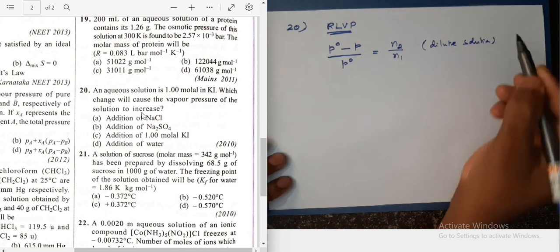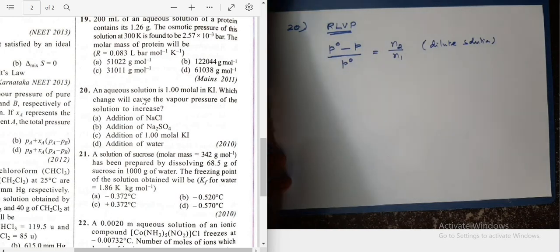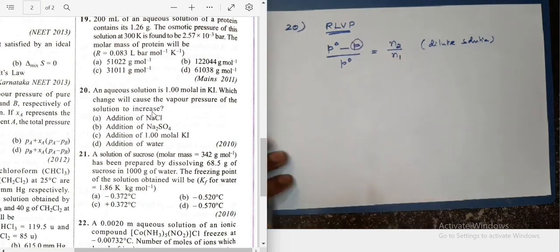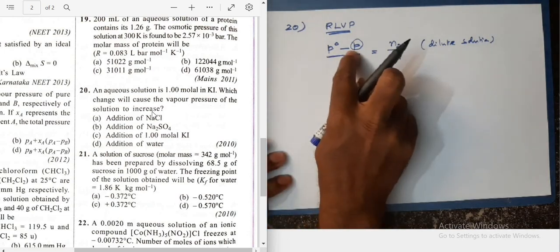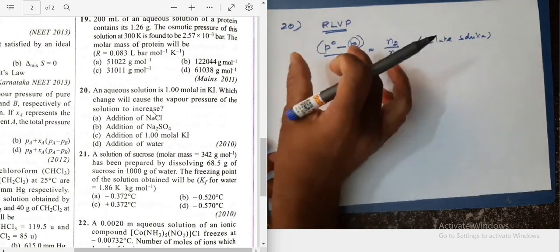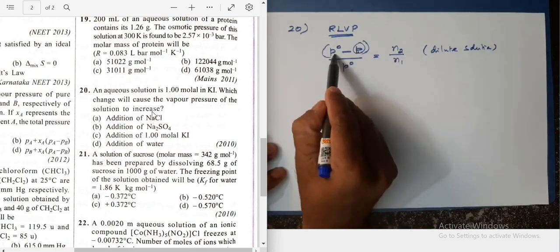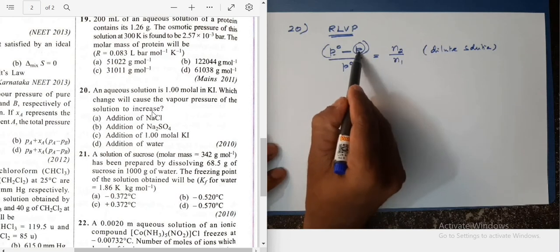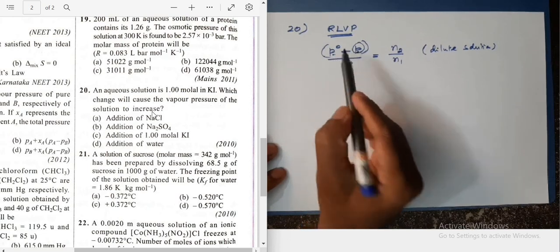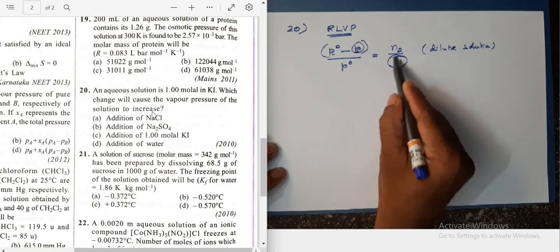Students, observe carefully. Now, they are asking an aqueous solution of 1 molal potassium iodide is given. Which change will cause vapor pressure of the solution to increase? So we need to increase this. If vapor pressure of solution increases, because this is a constant, then the difference will decrease. For the difference to decrease, we should increase the number of moles of solvent.